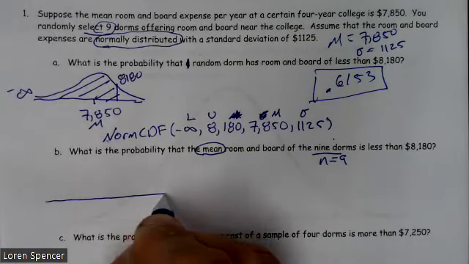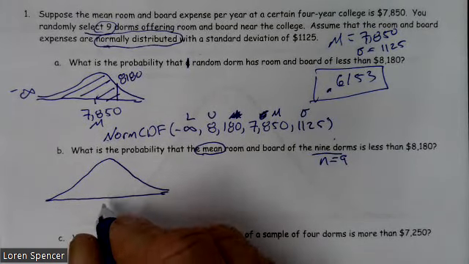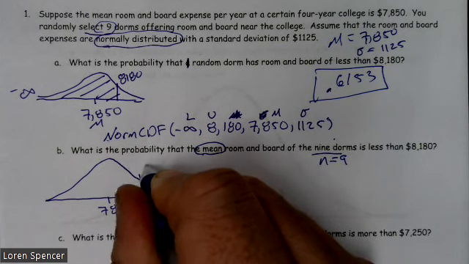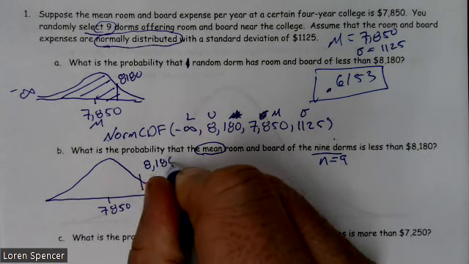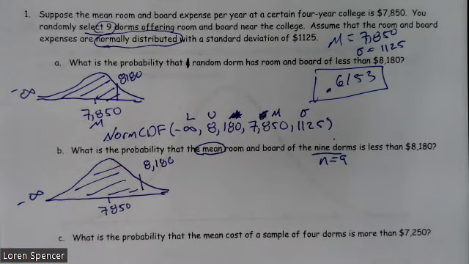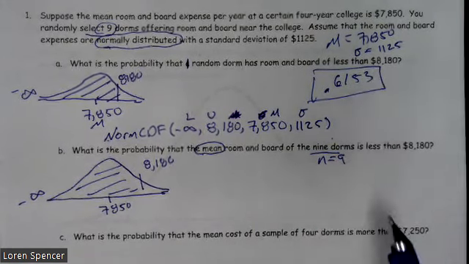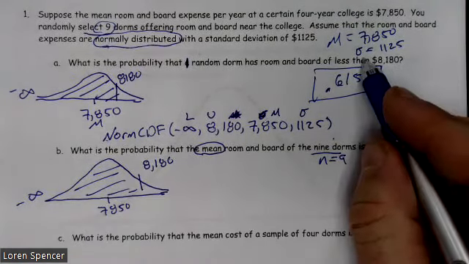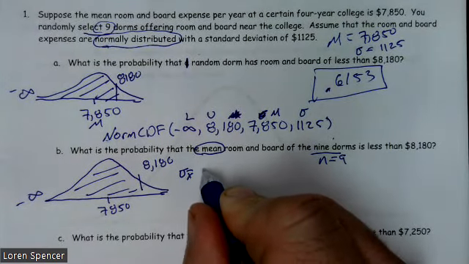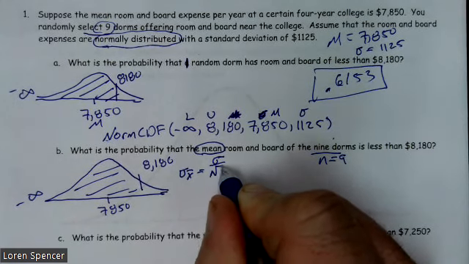So once again, we actually can use exactly the same drawing. It's not changing. 7,850 and 8,180, and we're shading less than, so we're shading to negative infinity. But our standard deviation is going to change because up here it was 1125, the standard deviation of the population. Here we're working with the standard deviation of the sample mean, which has the formula standard deviation of the pop divided by the square root of n.